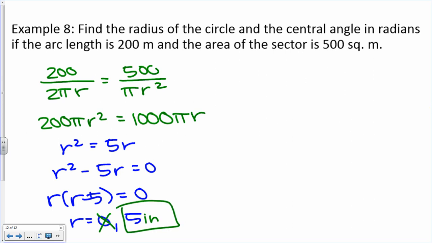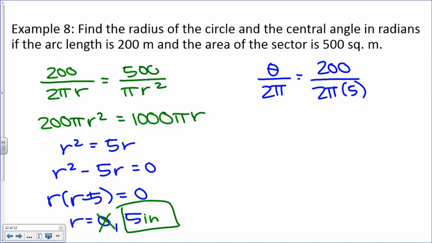Once you know that, then, again, we're going to keep going and find the actual central angle in radians, so theta over 2 pi. Again, you can pick whichever one you want. I'll just use the 200. And I'll plug in this 5. When you do that, your theta is 40 radians.